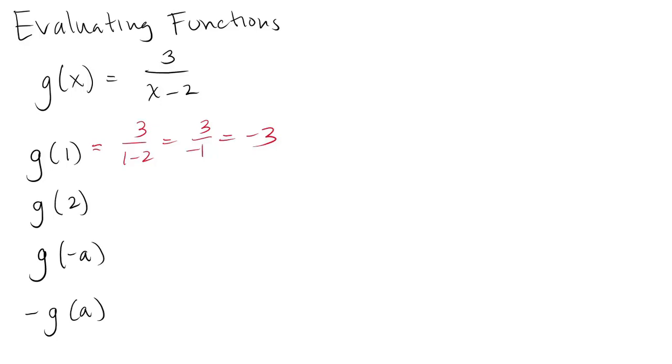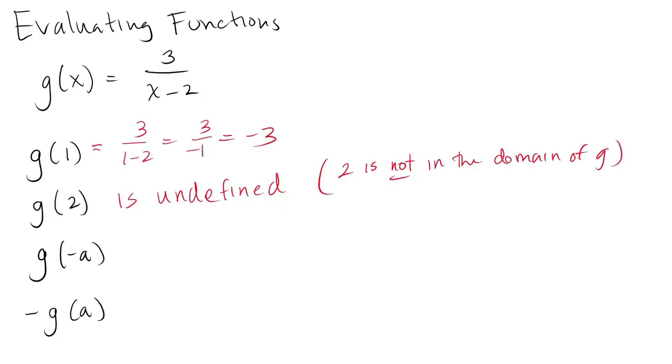G of 2 is a problem. 2 is not in the domain of this function. If we attempted to plug 2 into this function, we get an expression that is undefined. So we say that g of 2 is undefined, and therefore 2 is not in the domain of g. It's not an allowable input. It isn't paired with anything.